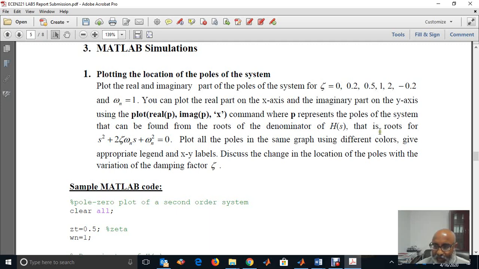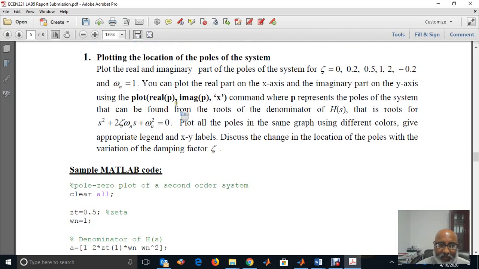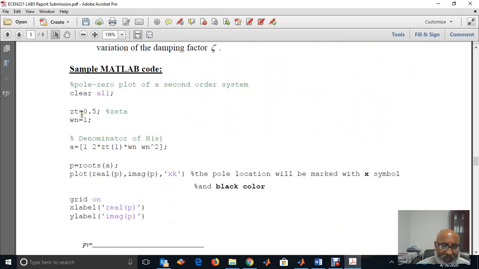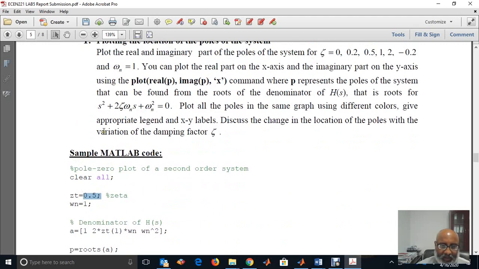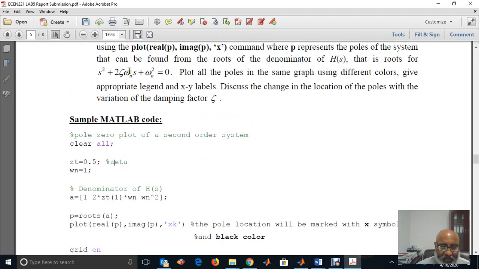The poles can be found from the roots of the denominator. What's the denominator? This equation. So from the roots of this equation we can find the poles, and we will plot them, the imaginary part on the y-axis and the real part on the x-axis. Here is the MATLAB simulation for one zeta, for example zeta 0.5. That means I found P1 and P2 for zeta 0.5. How can we find them? We can solve here, or we can substitute in the previous equation for S1 and S2.